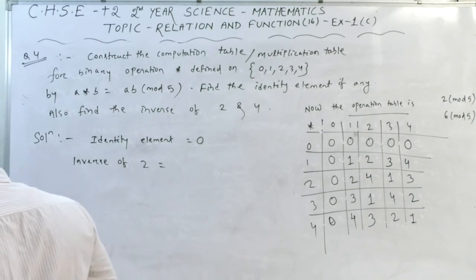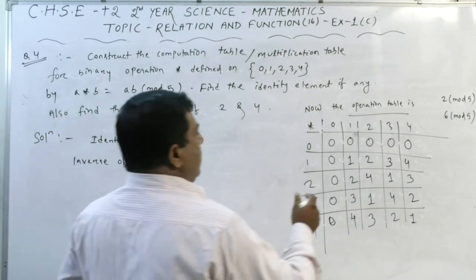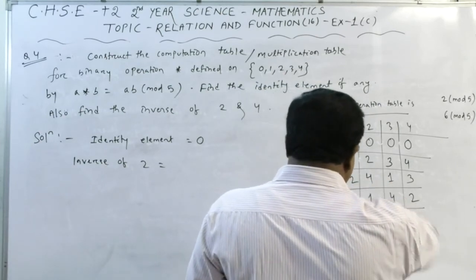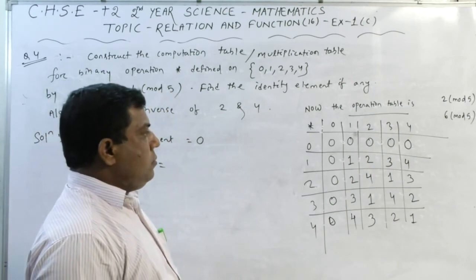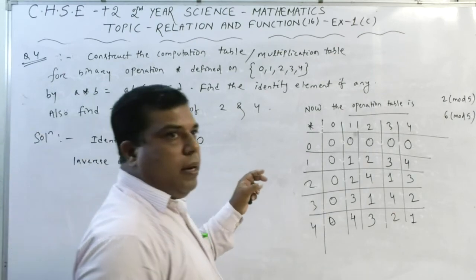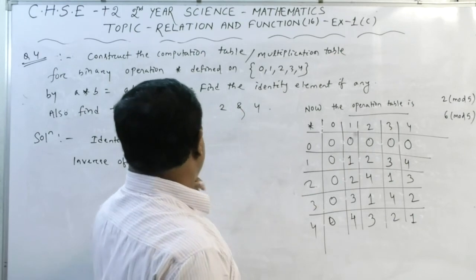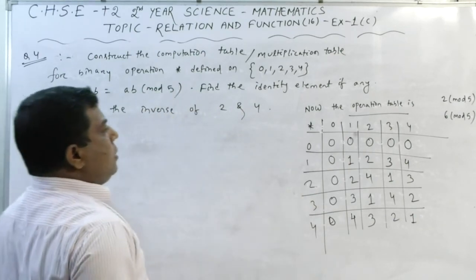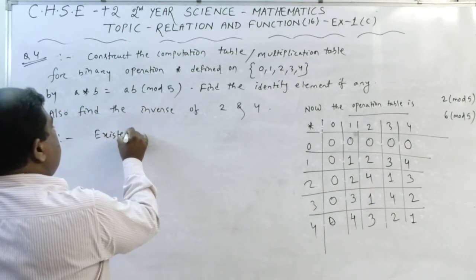You see, with which it is operated and the result is equal to the value. Okay, so you see what happened if I go for the, okay, so I am going to clean it now. I am going to show you what is the identity element. So, existence of identity.